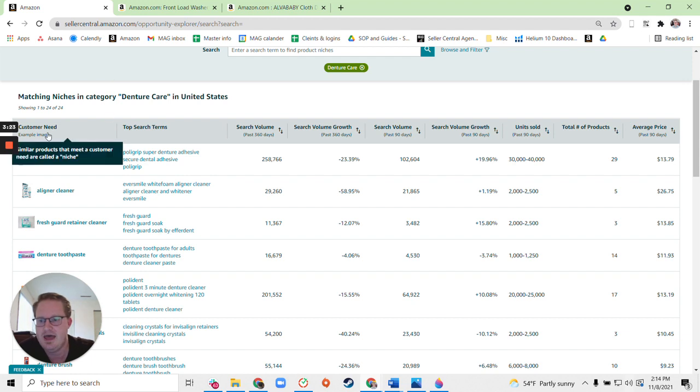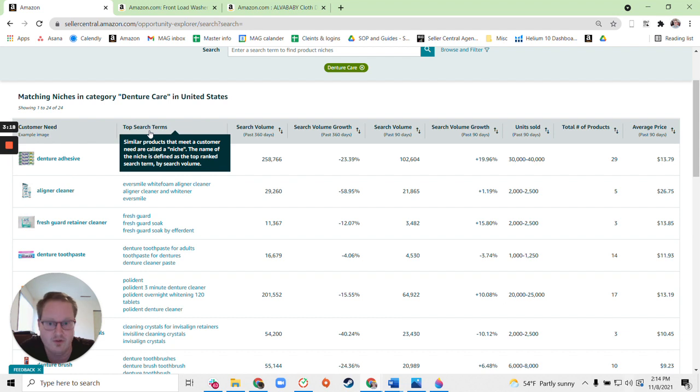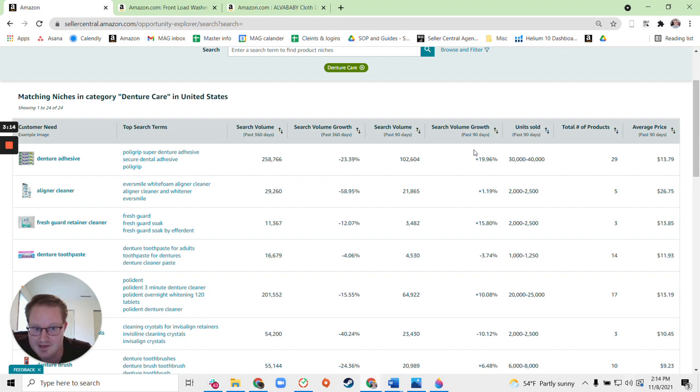You're going to notice that the customer need shows up on the left here, then the top search terms for this particular niche, the search volume, and the growth over the last 90 days. They're trying to use metrics that not only can isolate overall growth, but also take out things like seasonality and differences that may impact the metrics. So let's look at the top listing here under denture adhesive and see what kind of search terms people are using and how maybe we can add this to our list of potential products that we can start carrying.